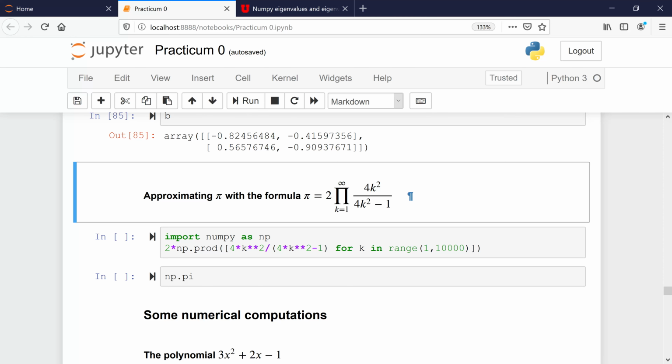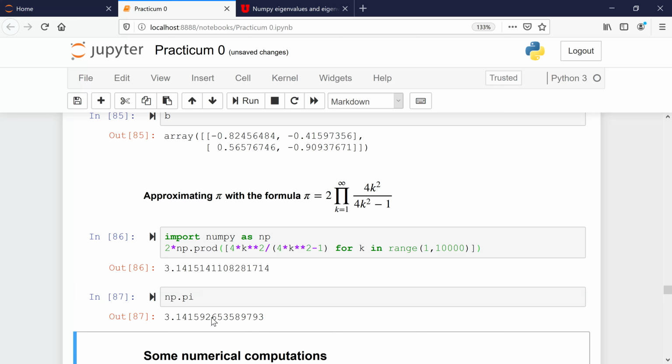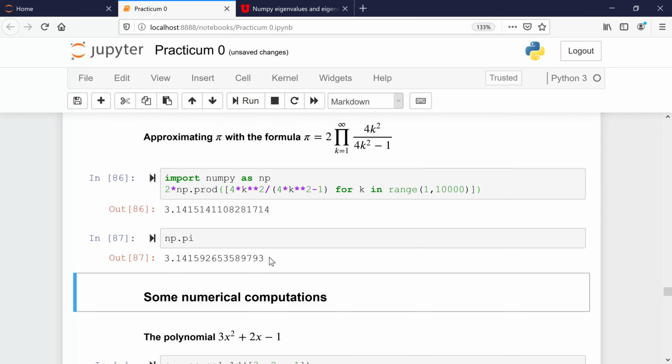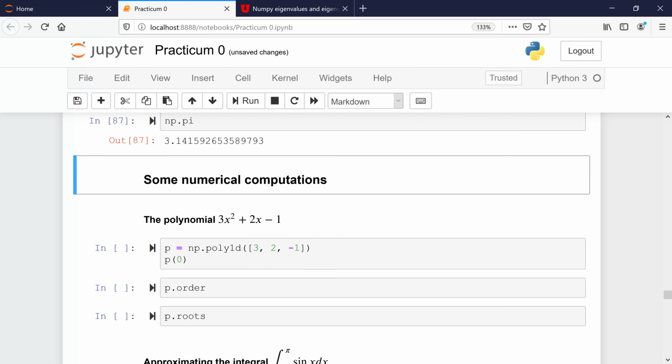Of course we can do a loop, but this is more efficient, and we get this approximation of pi, which is not bad, but it's slow actually. A better approximation is given by this constant, pi. So this just illustrates that vectorization is better than loops. Now try to do a for loop and test to see which one takes longer and which one is better. Okay, now we move to some numerical computations.